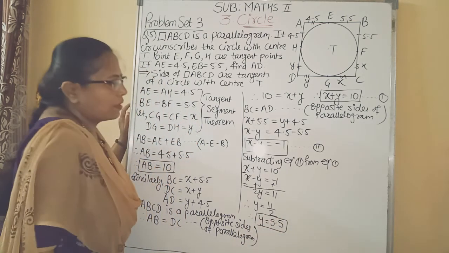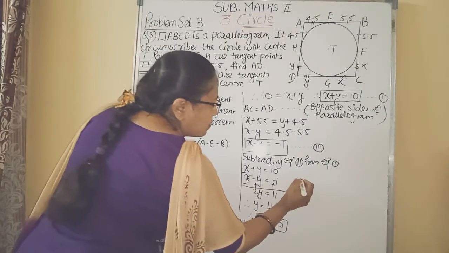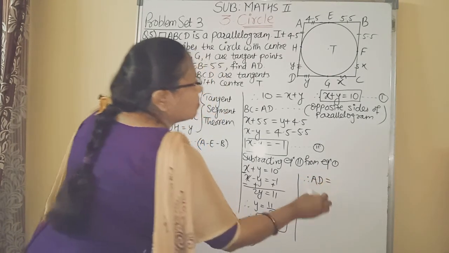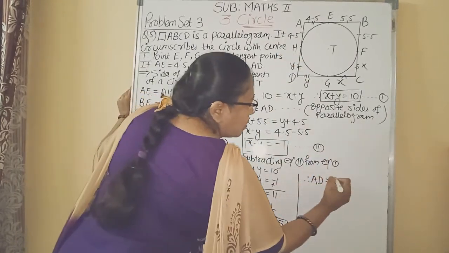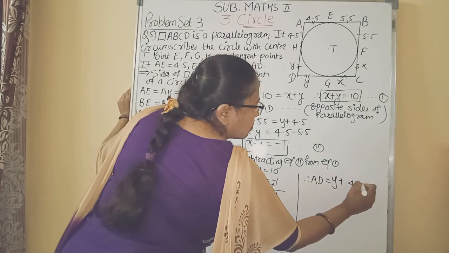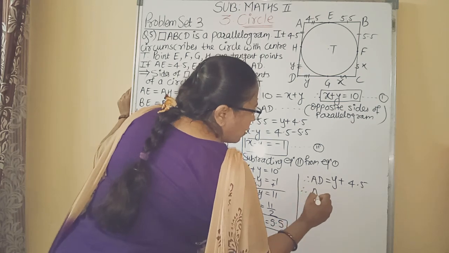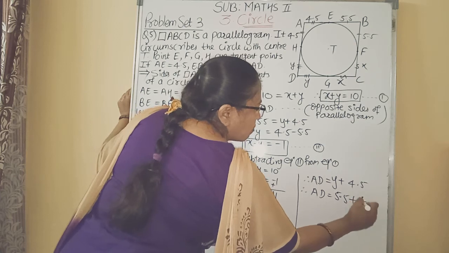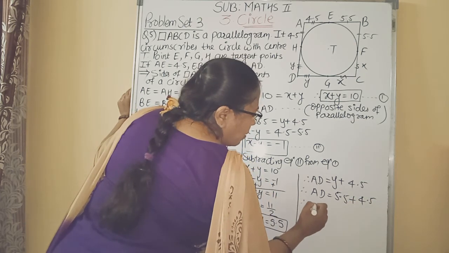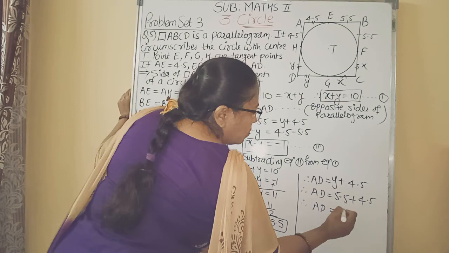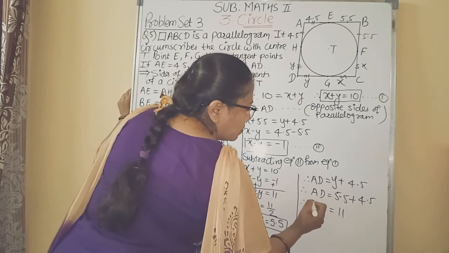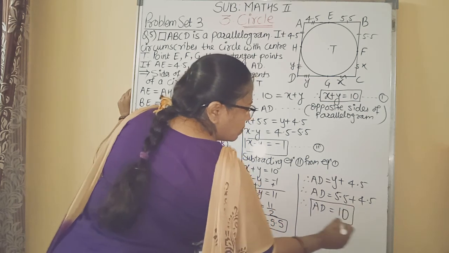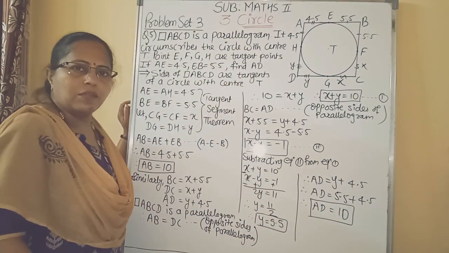And now we can find AD. Therefore, AD is equal to y plus 4.5. Therefore, AD is equal to 5.5 plus 4.5. Therefore, AD is equal to 10. Understood how we solved?